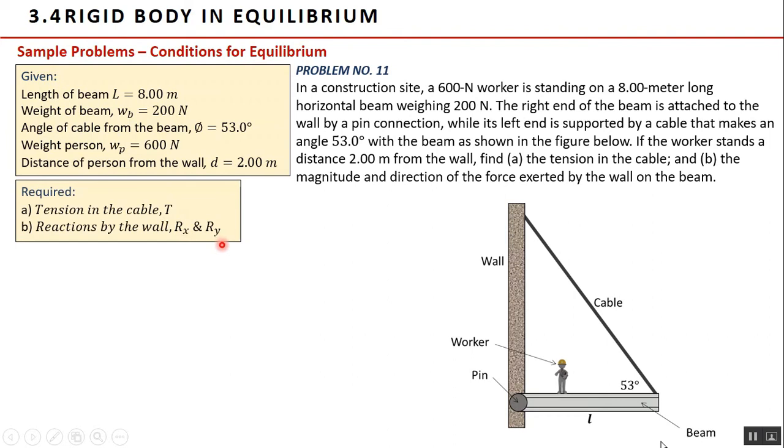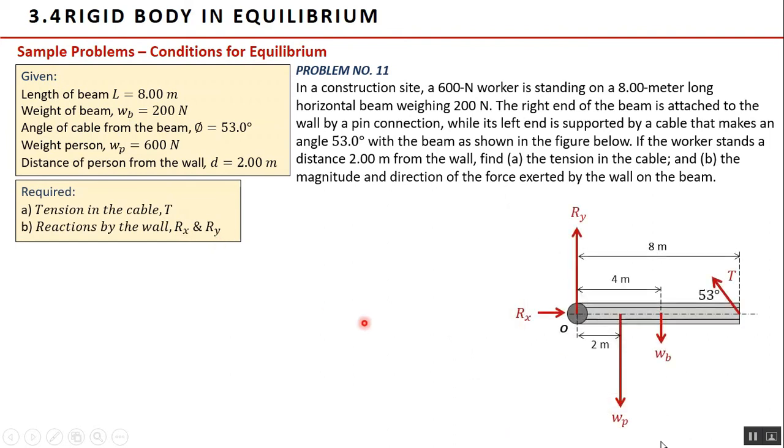Now let us draw the free body diagram of the beam. So this is the beam, and this is the pin, O. Then we indicate all the forces acting on the beam. We have the weight of the beam, WB, 4 meters from the wall, the weight of the person, WP, located 2 meters from the wall, and the tension in the cable, T, at the left end of the beam. Since the tension T has an x component which is to the left, the pin must exert a horizontal reaction Rx, which is to the right. The pin will also exert an upward reaction Ry.